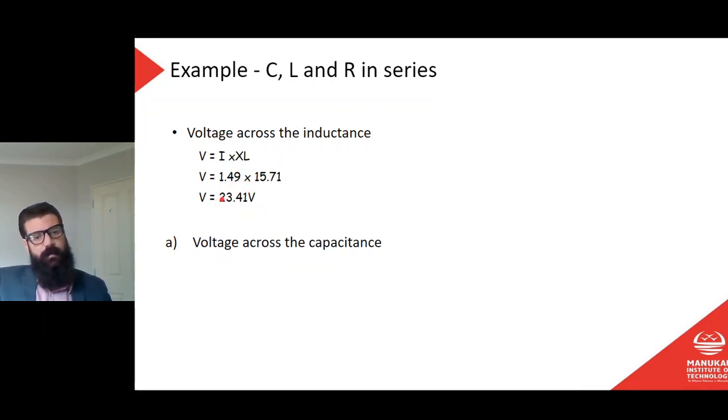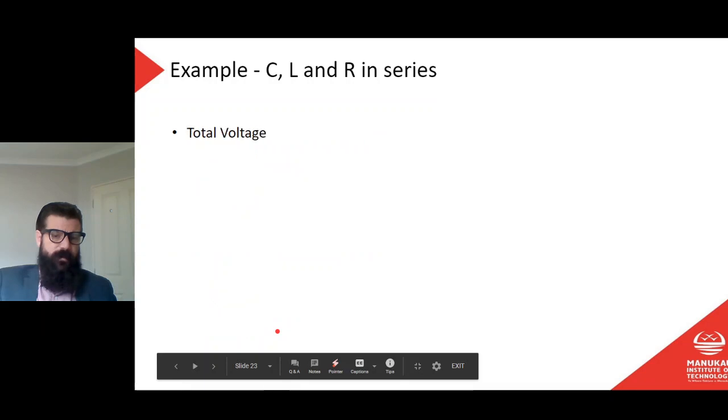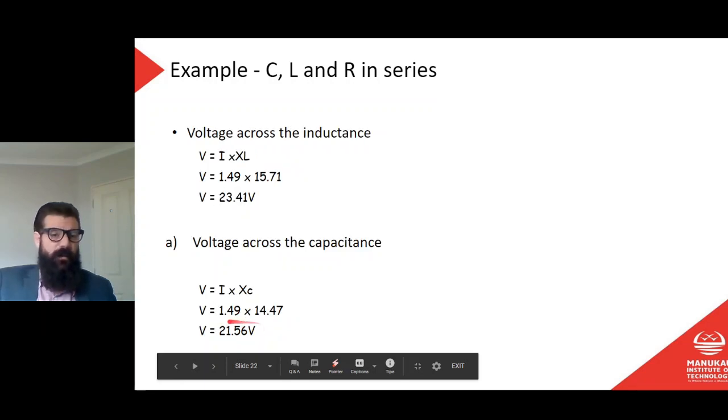Notice that the voltage across that inductor is higher than the total voltage, because in these inductive and capacitive circuits, we have some quite odd situations, such as voltage across individual components being higher than the applied voltage of the circuit. We could discuss the physics of that. I'm not sure that it will help. Just believe me. I think it's probably the best option there. Voltage across the capacitance, again, same formula. V equals I times XC. 1.49 times 14.47 equals 21.56 volts. Again, higher than the total voltage.